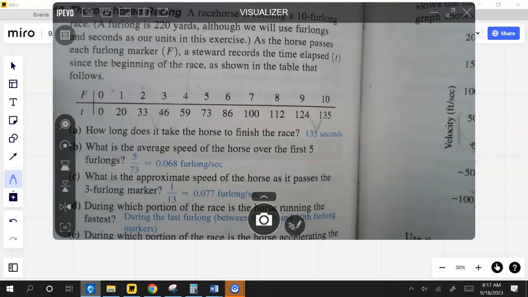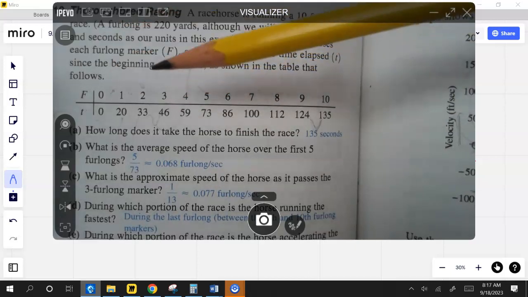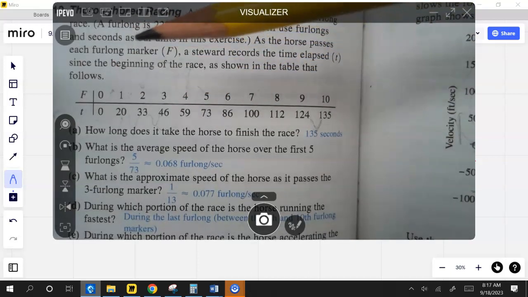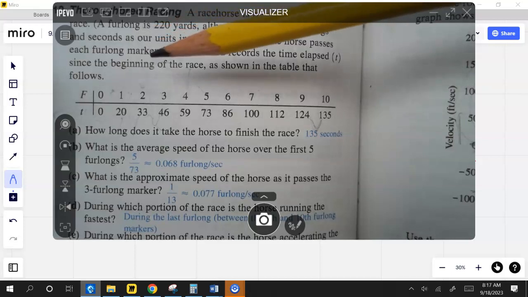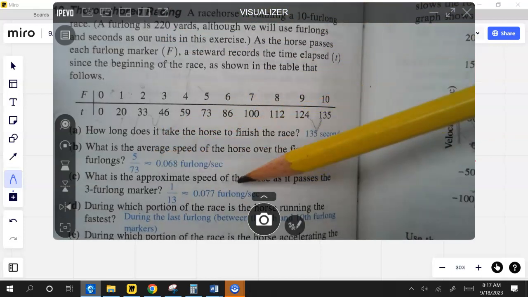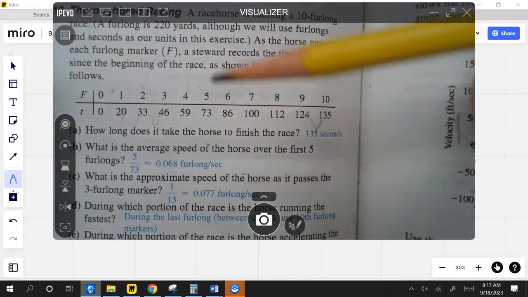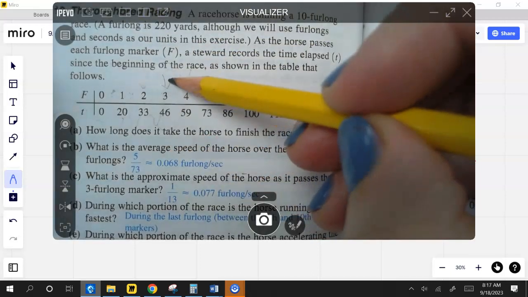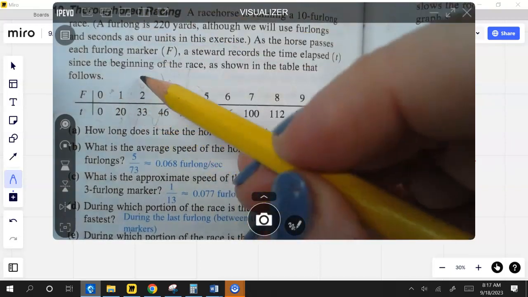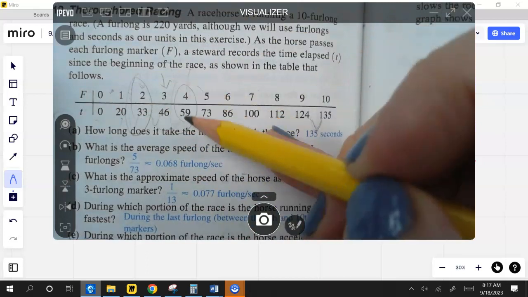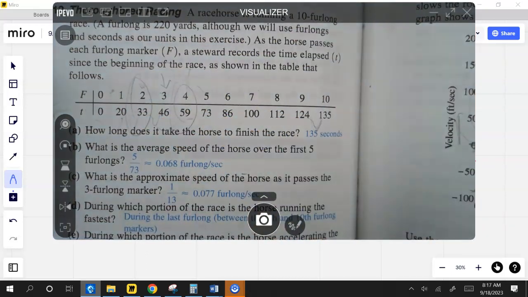Part C. Okay, so whenever I have a table and I'm asked to approximate IROC, I'm going to use AROC to do it. Speed is of course IROC, right? And it's wanting speed here. So since I have a table, I go to the one left and the one right, and I do AROC between those 2 points.